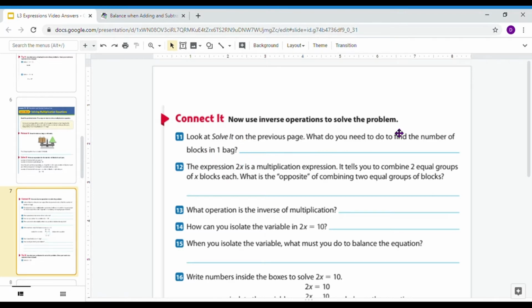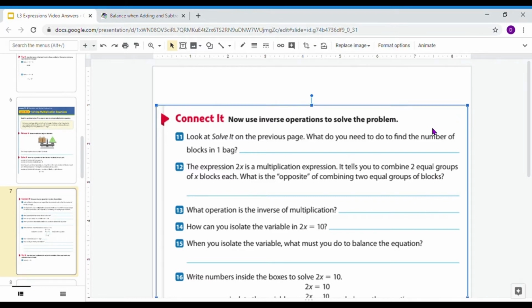It says, what do you need to do to find the numbers of blocks in one bag? So in order for us to find the number of blocks in one bag, we're going to have to solve that equation 2x equals 10 that we came up with in the second part. So in order for us to solve that, we know it's a multiplication problem. And it tells us that we're combining two equal groups, because that's really the definition of multiplication. You're combining equal groups of x blocks each.